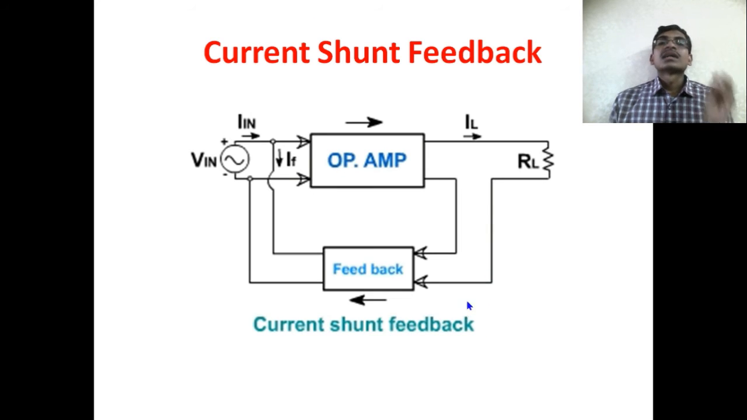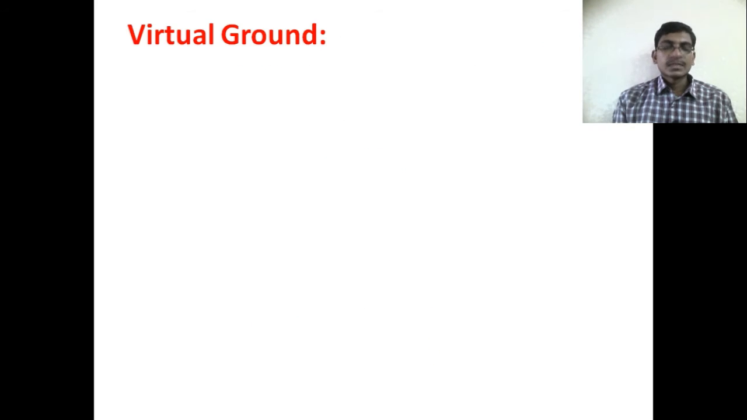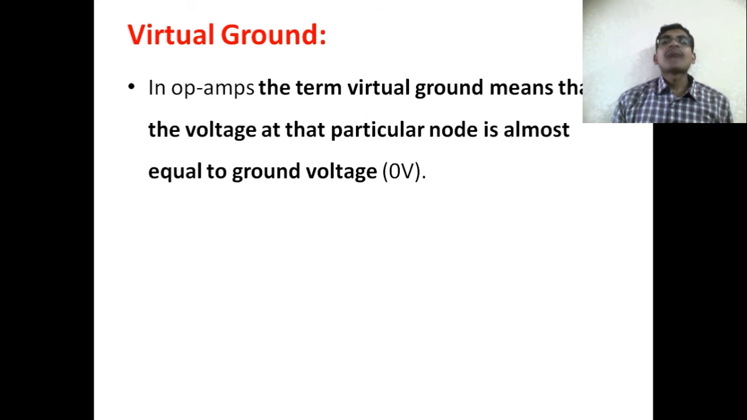These are all the four feedback configurations of our operational amplifier. Let us see one important topic in operational amplifiers, which is called virtual ground. In op amps, the term virtual ground means that the voltage at that particular node is almost equal to zero, which means 0 volts.